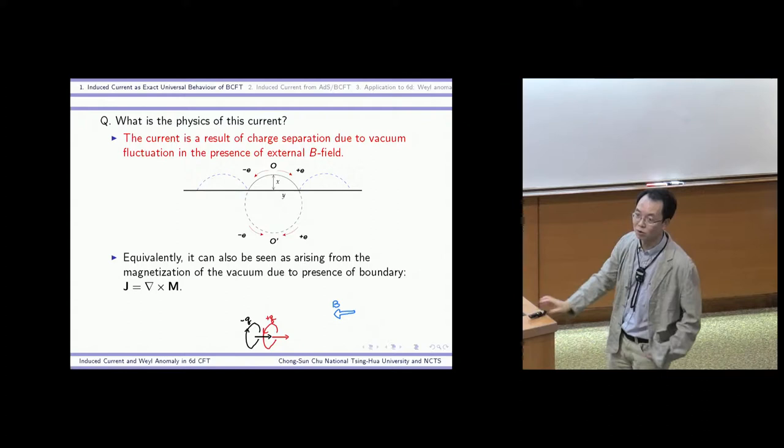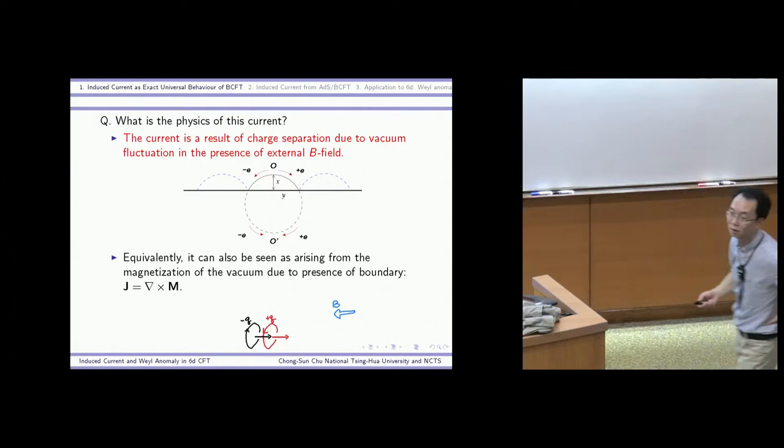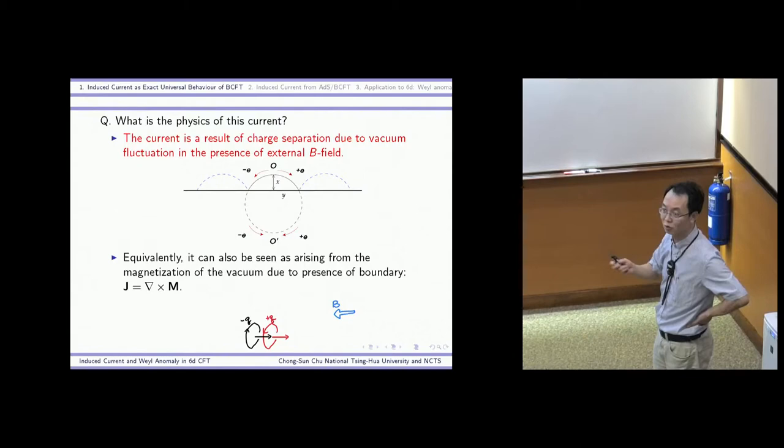There's field in the bulk, yes. The magnetic field in the vacuum, yeah. You mean these charges? These are just the virtual pair, vacuum virtual pair. Vacuum by definition has no free charge carrier for me.